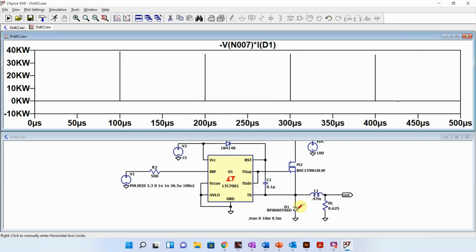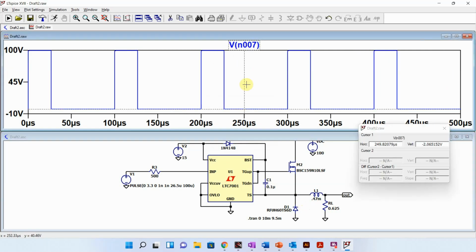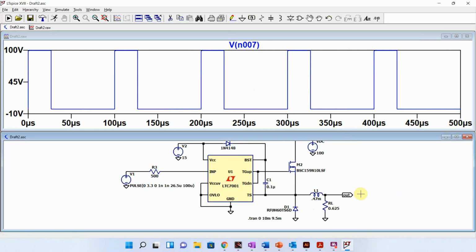And if I wanted to make this more efficient, I would have to change this diode into a MOSFET to drop its voltage, because you can see that its on voltage is like 2 volts. So if I take 2 volts times that high current, I get fairly high power when the diode is conducting. And that is the end of these 3 different configurations.